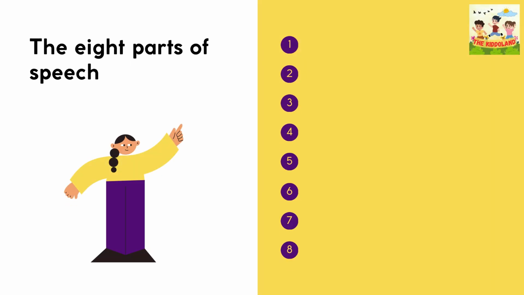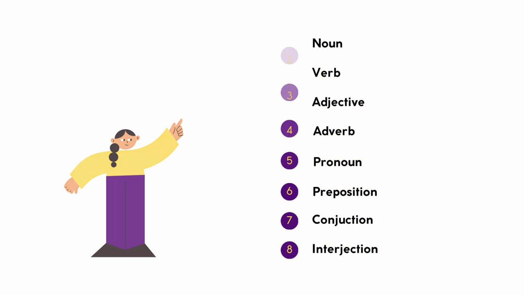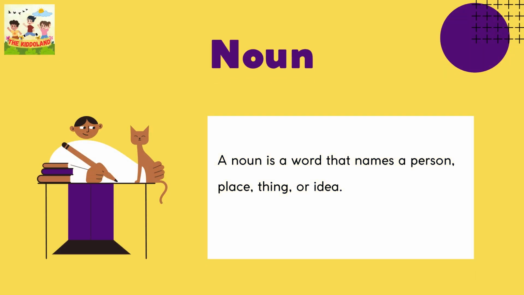The 8 parts of speech in English are noun, verb, adjective, adverb, pronoun, preposition, conjunction, and interjection. Each one plays a special role in sentence construction. Let's start with the first one, the noun.